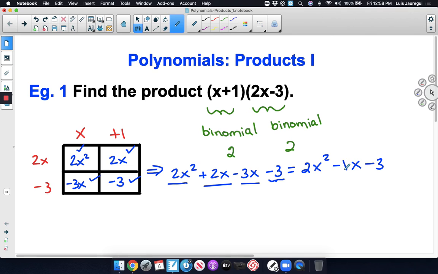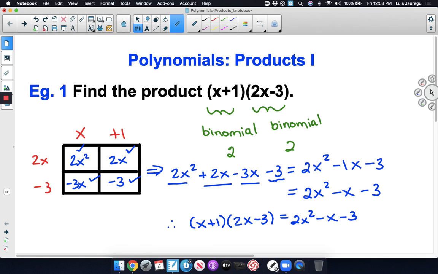Now, typically, we don't write down the 1 because we usually like it implicit. So let's go ahead and do that for the next line. So we can say this is equal to 2x squared minus x minus 3. So we can conclude as follows. We can say, therefore, the product of the quantity x plus 1 and the quantity 2x minus 3 is equal to 2x squared minus x minus 3.